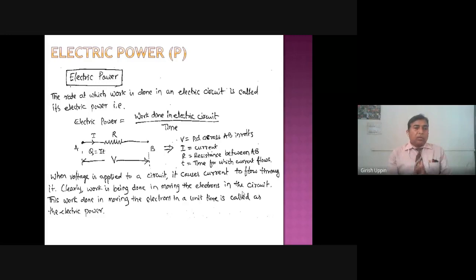Okay, so there are certain limitations of Ohm's law. First, Ohm's law works only when the temperature is constant, and Ohm's law is not applicable to some other materials like semiconductors. So that is the limitation of Ohm's law. Then we'll understand the electric power.